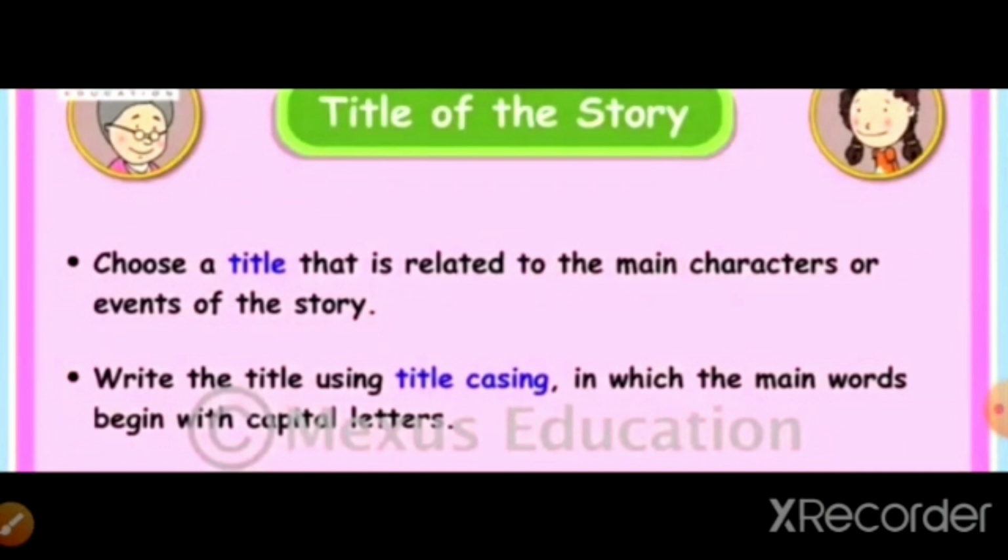Title of the story, most important thing. Choose a title that is related to the main character or event of the story. Write the title using title casing, in which the main words begin with capital letters.